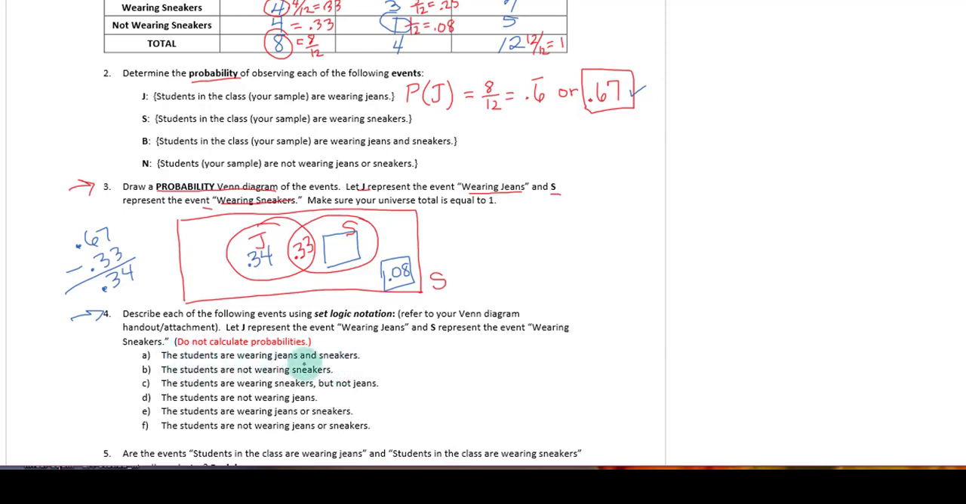The students are wearing jeans and sneakers. The word "and" tells us we're looking for intersection. We also are using J for the event jeans, S for the event sneakers. So if it's jeans and sneakers, that means jeans intersect sneakers. That's all I'm doing here, is writing that set logic notation. Notice here in red it says do not calculate probabilities. So you don't need to do anything more except write the set logic notation.